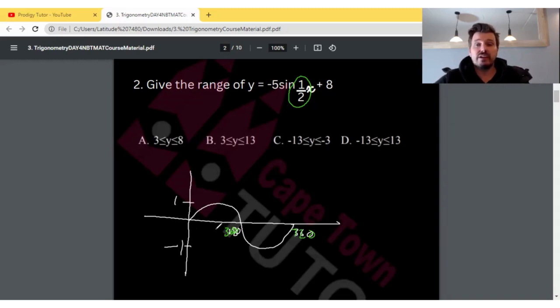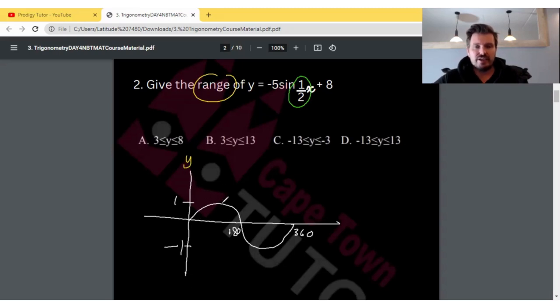But they're asking for the range, not the domain. So we don't worry about this half. It doesn't actually factor in here. What we care about is the amplitude, because the range is the y values here, which is the amplitude, right? How high up does it go?